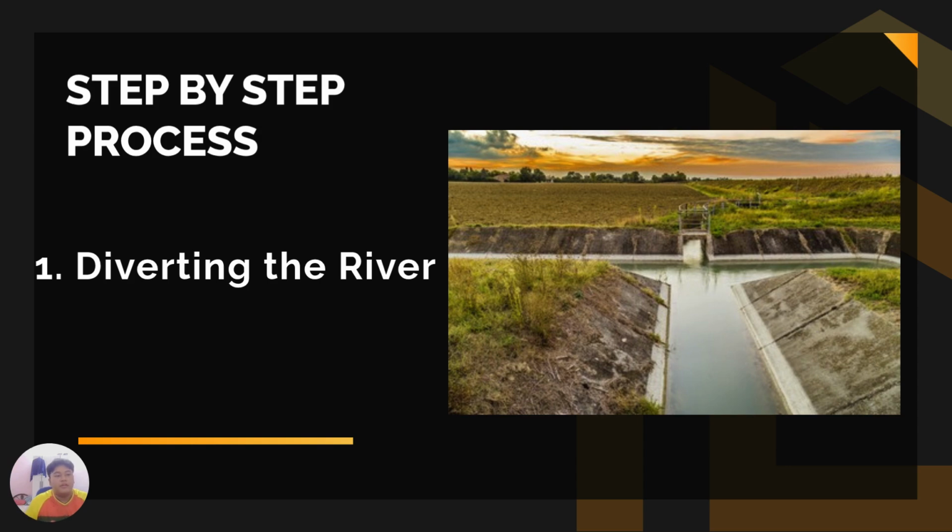So, for the step-by-step process, the first step is diverting the river. You can't build a dam in the middle of a rushing river. Engineers first build temporary tunnels called diversion tunnels or channels to redirect the river around the foundation site.